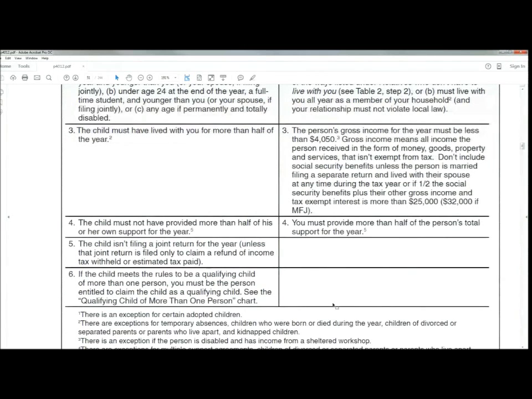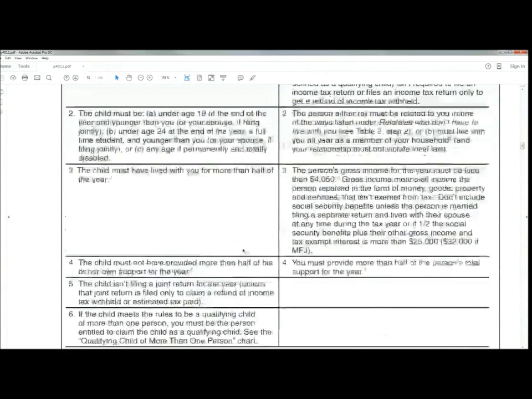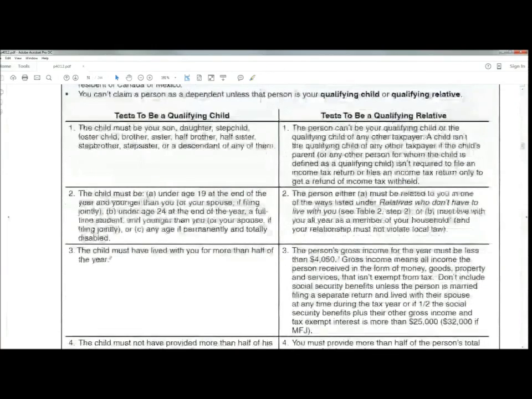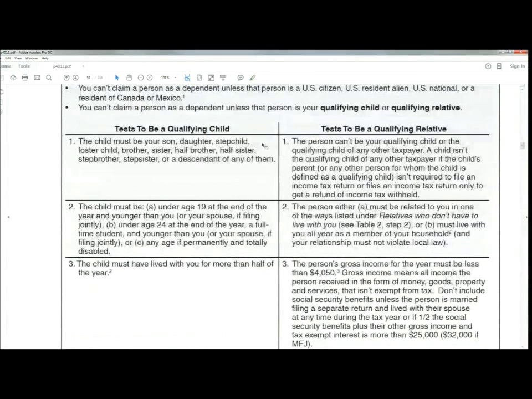Let's say that we fail one of these. Let's say the child only lived with them for 5 months. We would fail qualifying child, and then what are we going to do? We're going to turn our attention to qualifying relative, aren't we? The person can't be a qualifying child.